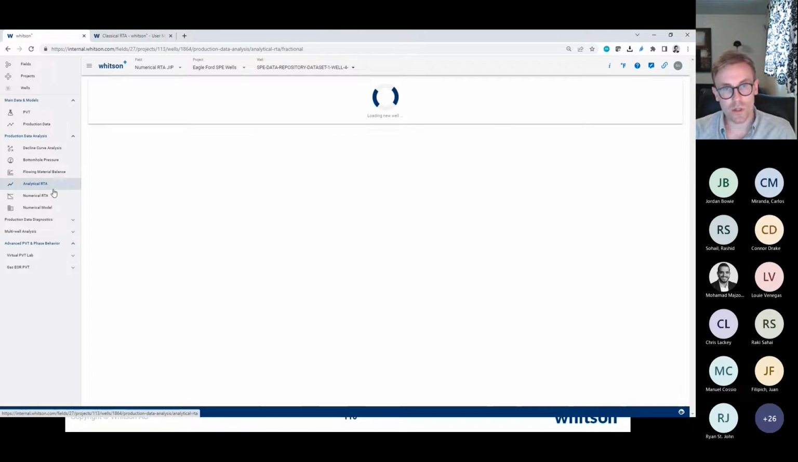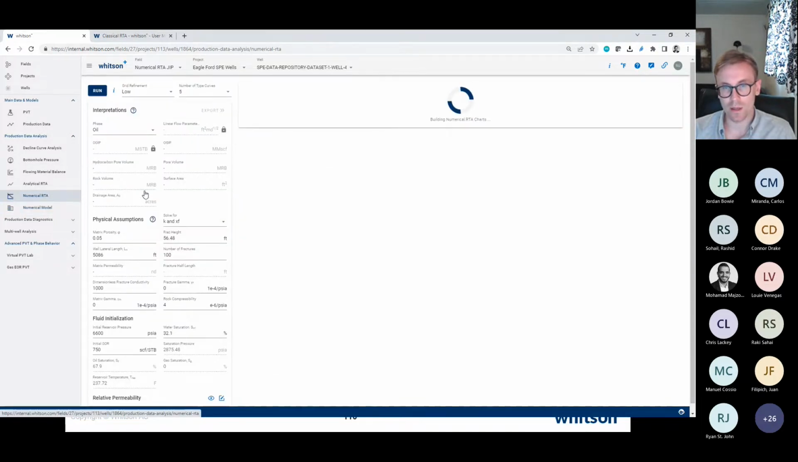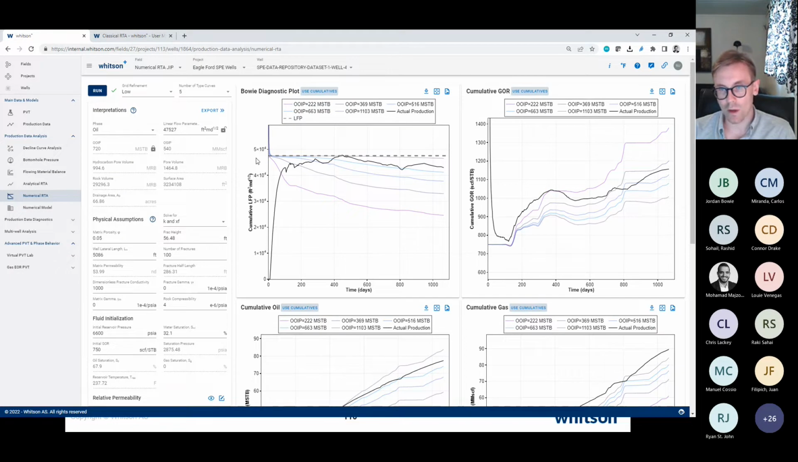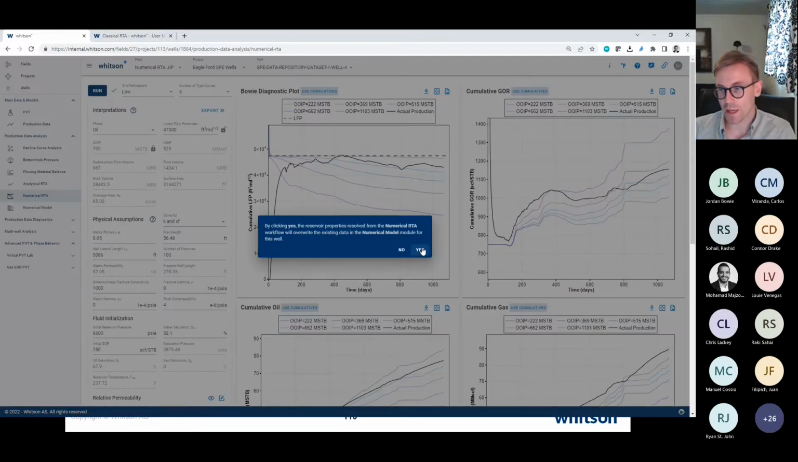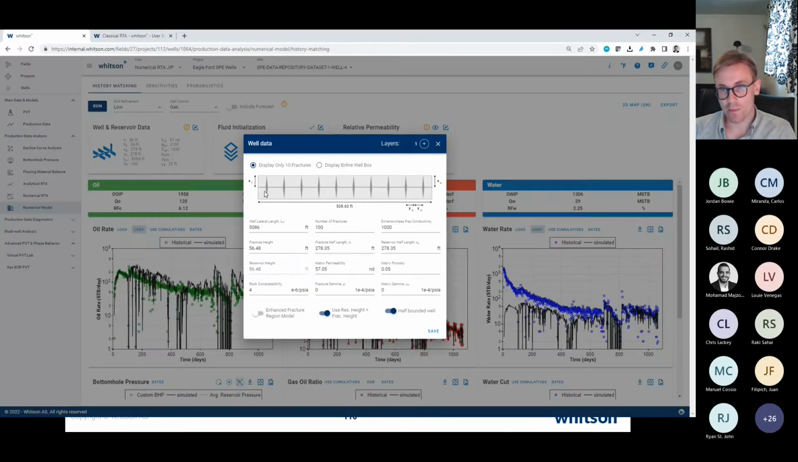Another thing related to the numerical models in the software, which is a new thing that has been introduced, is the ability to run these numerical models multi-layer. So now in the numerical RTA workflow, if I took these results out, it looks like I locked in my oil in place here as well. And I export these out to my numerical model. I can then start to add layers in my well data.